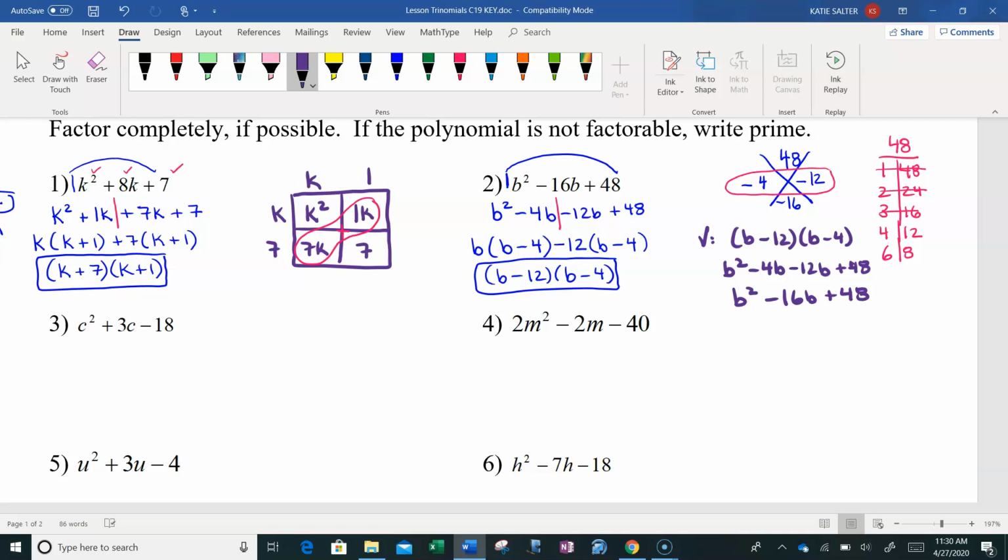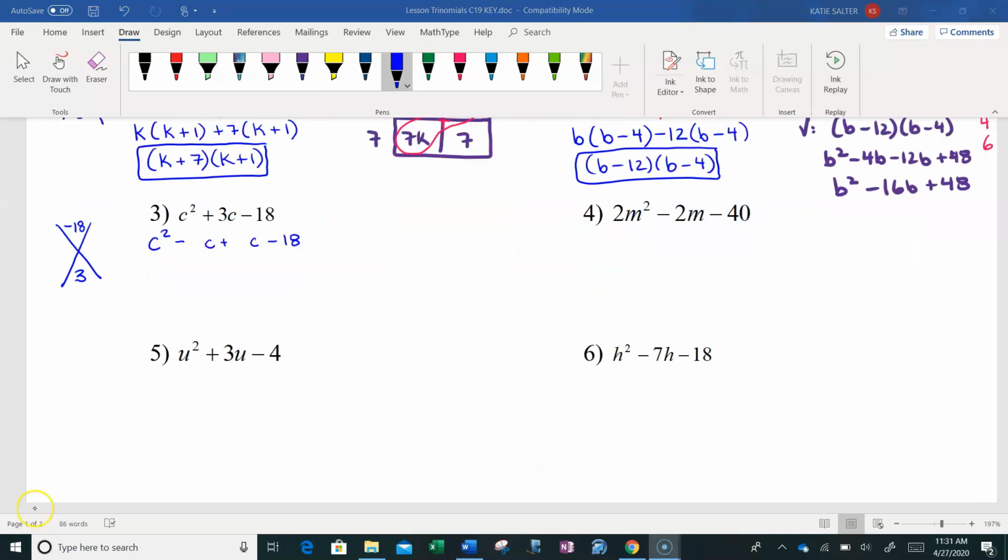Okay, I would like for you to copy down number 3 and try it. And when you're done, start the video back and let's see if you did it correctly.